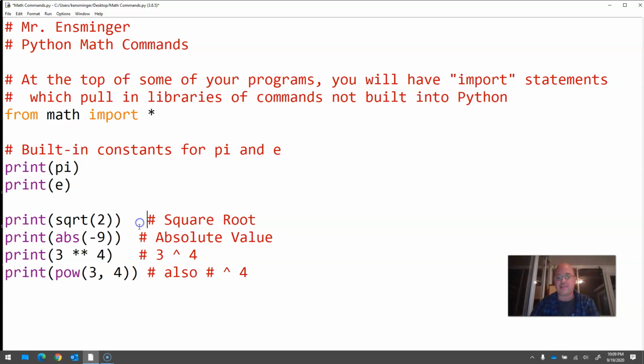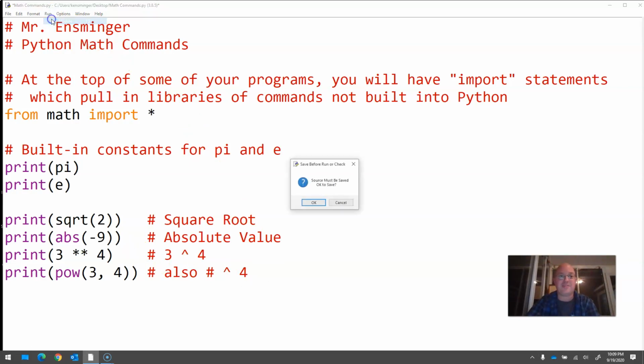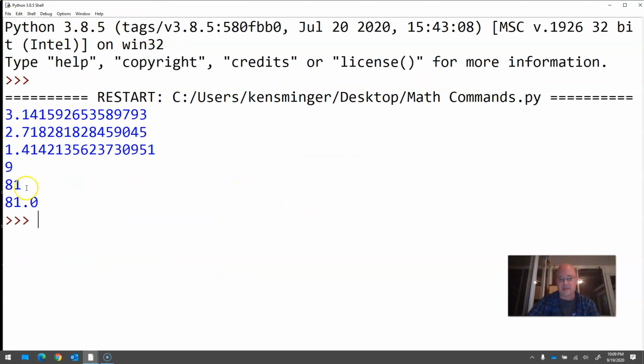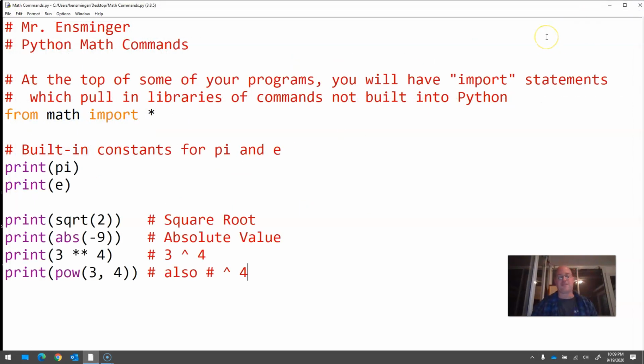Why is there a symbol? Why is there a command? There's multiple ways to say that you're happy in English, so why wouldn't there be multiple ways to say something in a programming language? 81 versus 81.0. So you notice there's a subtle difference there. Here you're doing integers. 3 to the 4th power is going to give you 81. POW is going to give you the decimal form, 81.0.